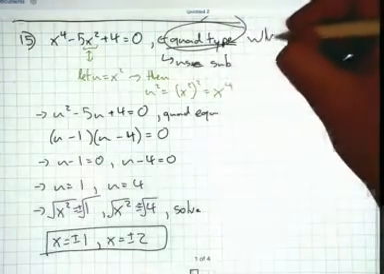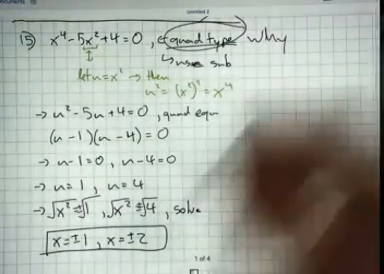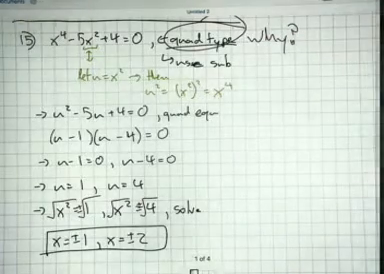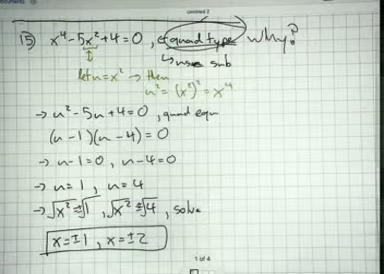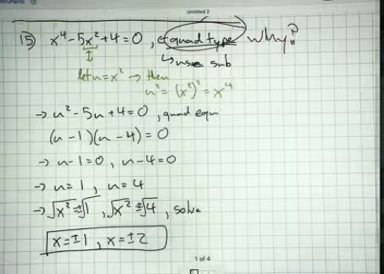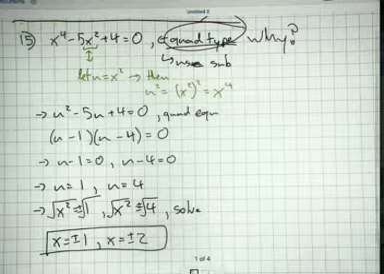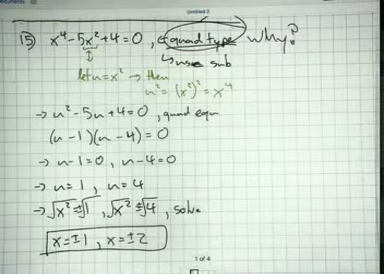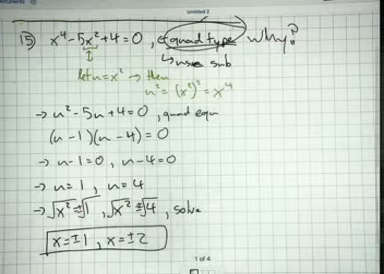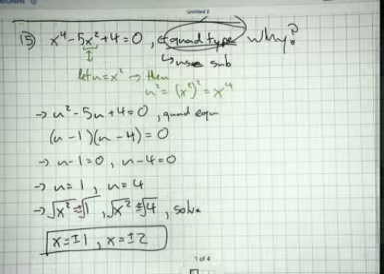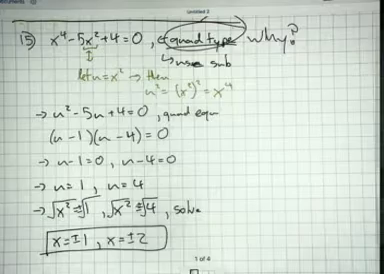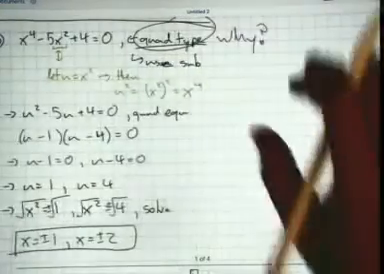Alright, now what I want to talk about is why is it quadratic in type? Why? Because when it comes to the exam, I'm going to give you a bunch of problems. I'm just going to say solve. It's not going to tell you what kind of equation it is. It's not going to say solve the quadratic equation, solve the absolute value equation, solve the rational equation. It's just going to say solve. So you have to be able to determine what type of equation you're looking at, and then from there make a decision of how you're going to solve it. So why is this quadratic in type?